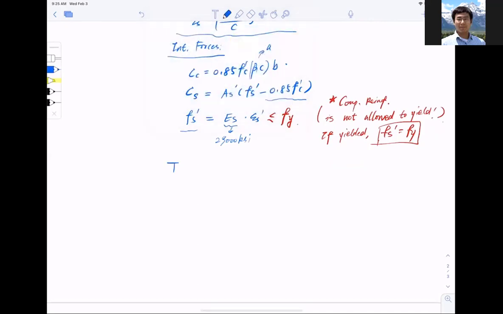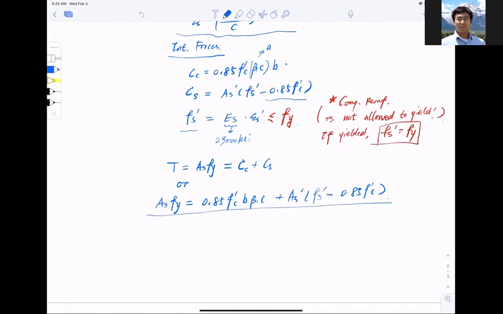And now for the tension T, this is from the AS Fy business, the tension side. Now set that equation equal to CC plus CS, from both compression components, and we have covered this. AS Fy now equals two components: 0.85 F prime C times B times beta 1 C, or A, plus AS prime multiplied by F S prime minus 0.85 F prime C.